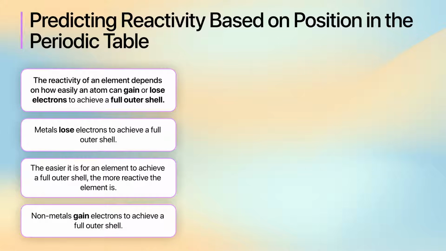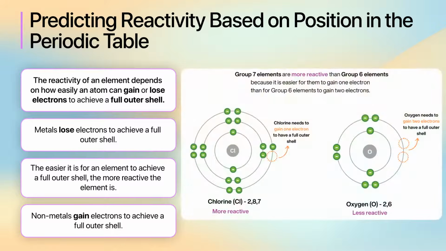Non-metals gain electrons to achieve a full outer shell. Group 7 elements are more reactive than Group 6 elements because it is easier for them to gain 1 electron than for Group 6 elements to gain 2 electrons. For example, chlorine is more reactive than oxygen.